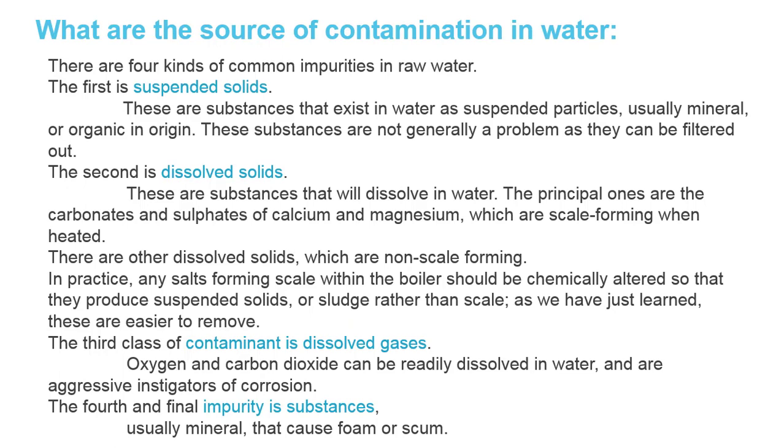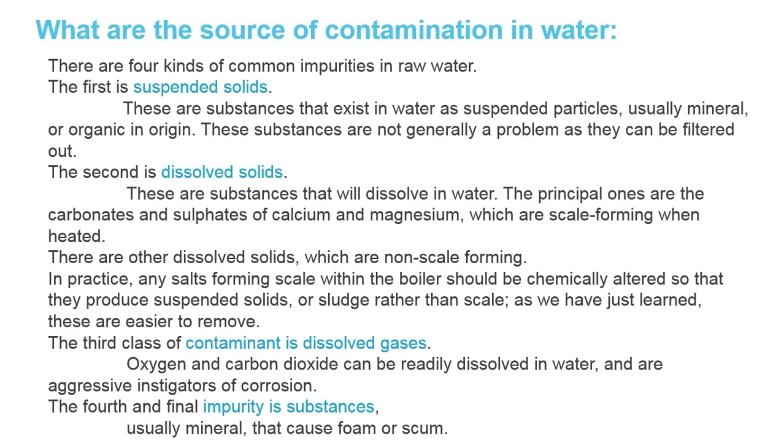What are the sources of contamination in water? There are 4 kinds of common impurities in raw water. The first one is suspended solids. These are substances that exist in water as suspended particles, usually mineral or organic in origin. These substances are not generally a problem as they can be filtered out.